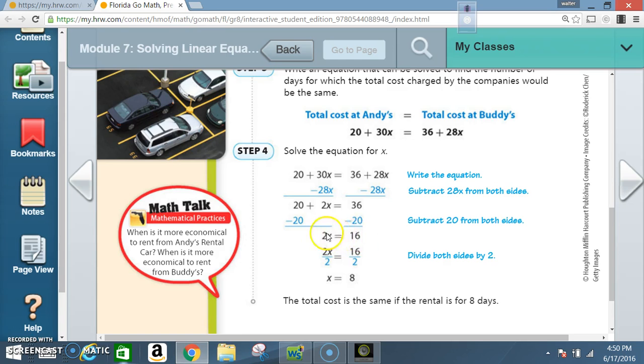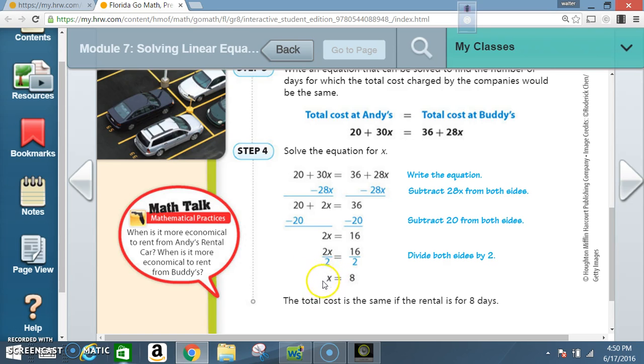So now I'm down to a one-step equation. 2 times X is equal to 16. Multiplication only. What's the opposite of multiplication? Division. So therefore I will divide both sides by 2. So 2X divided by 2 here, and then 16 divided by 2 there. 2 divided by 2 is 1, so I'm left with just 1X.